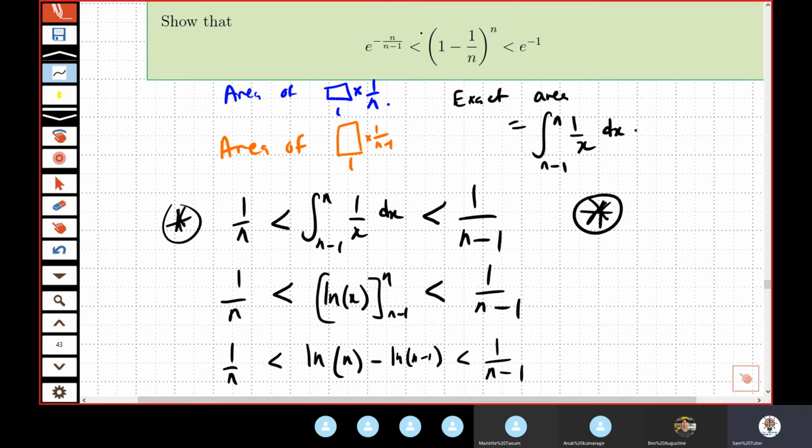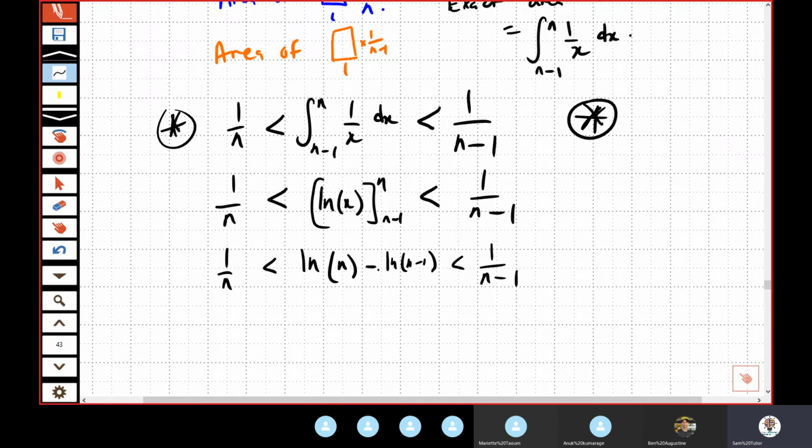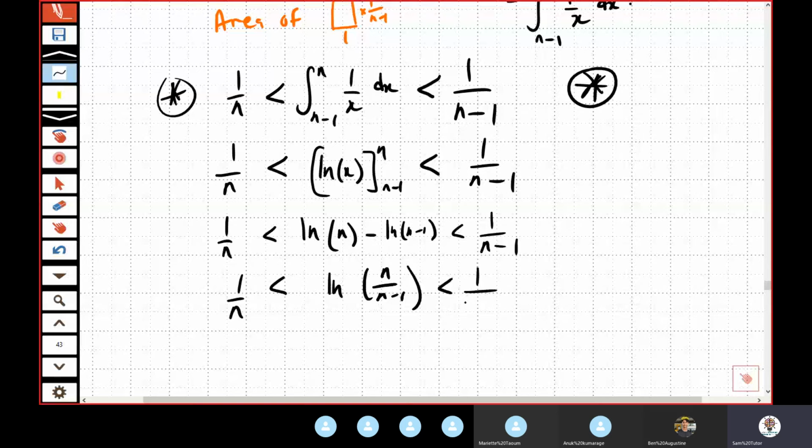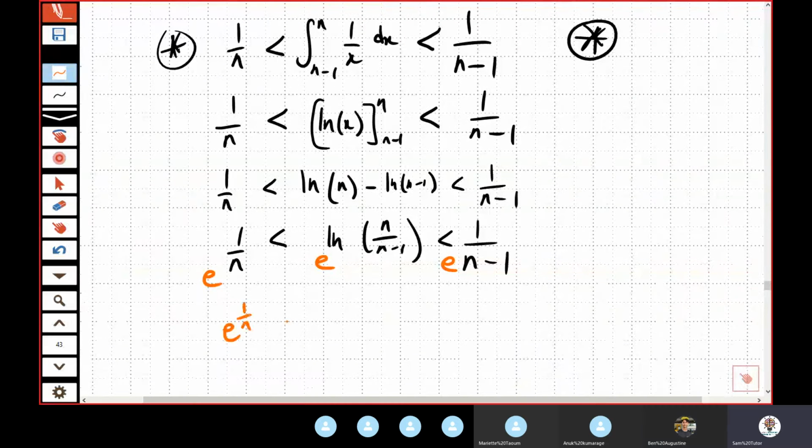Now you can see a whole lot of e's here. You don't have any e's, so you know what you've got to do with this. This is a log law. You're allowed to divide. Now what are you going to do to everything? You're going to eat everything. So it's going to look like this: e to the 1 on n on n minus 1 less than e to the 1 on n minus 1. I'll let you guys just copy that down. I'm going to pause there.